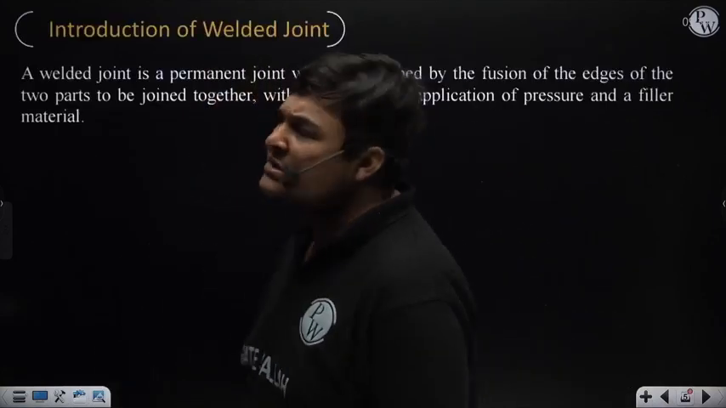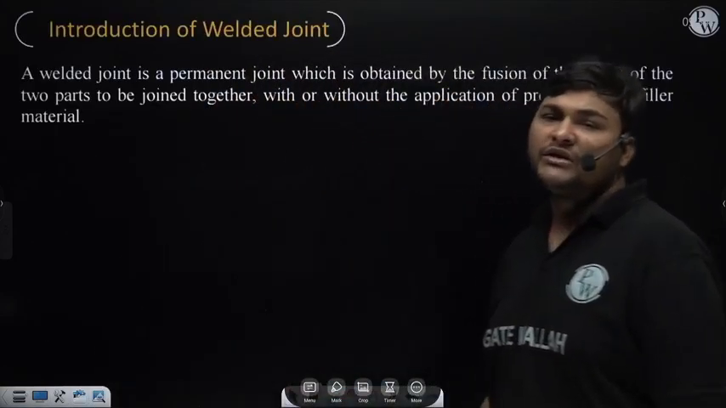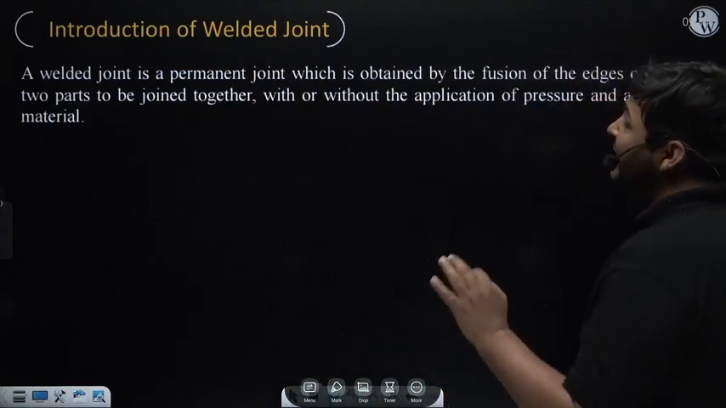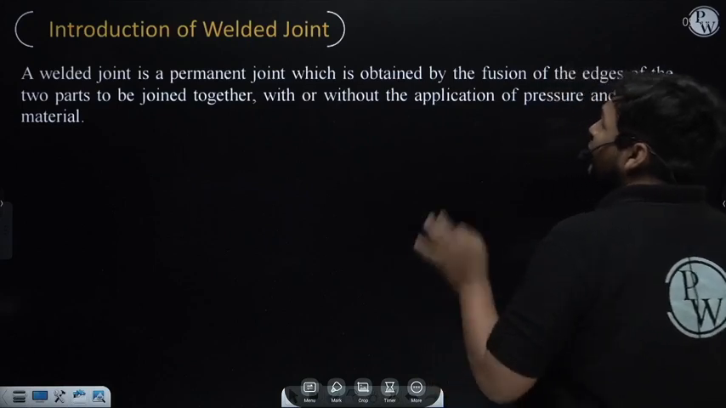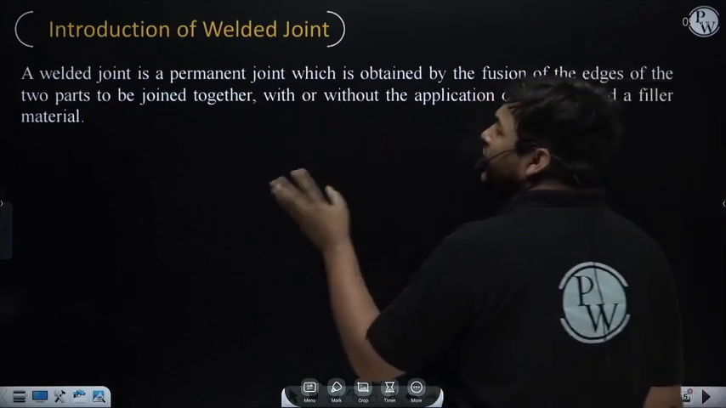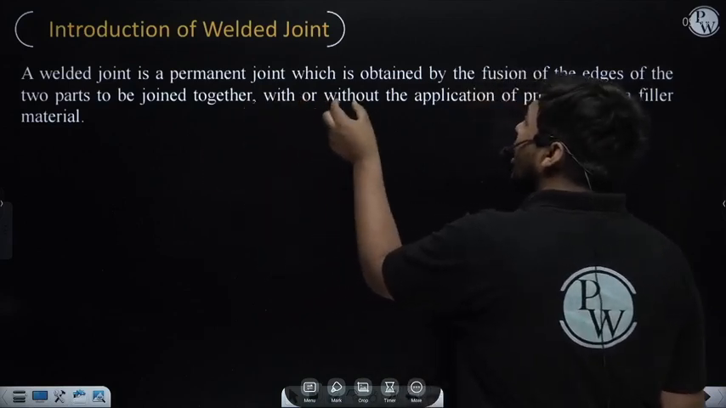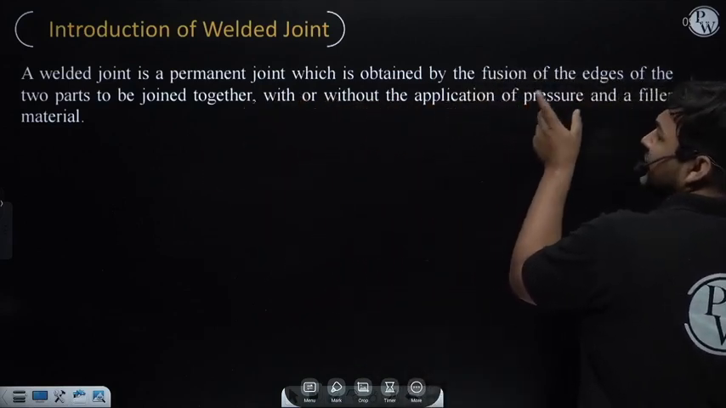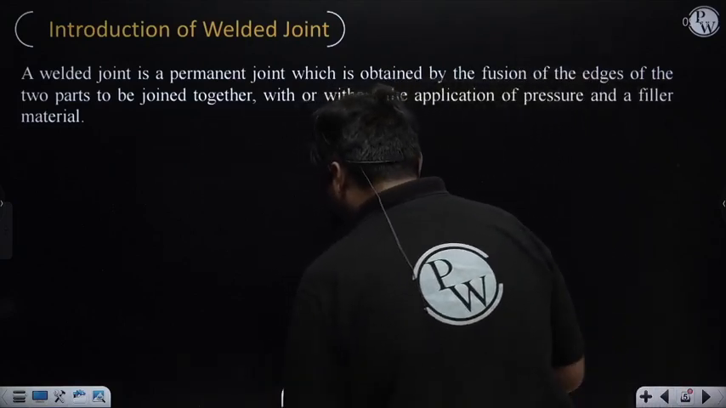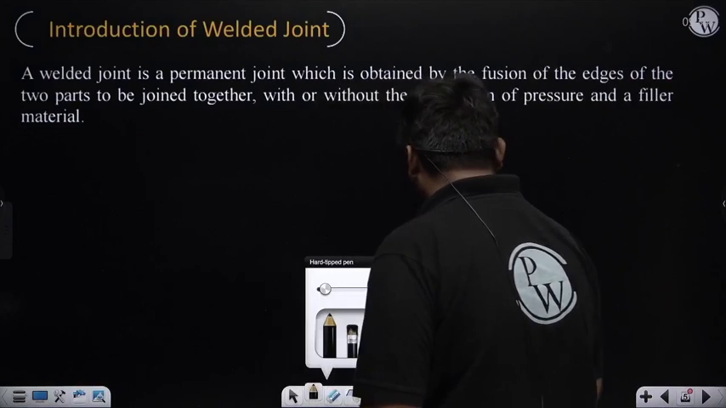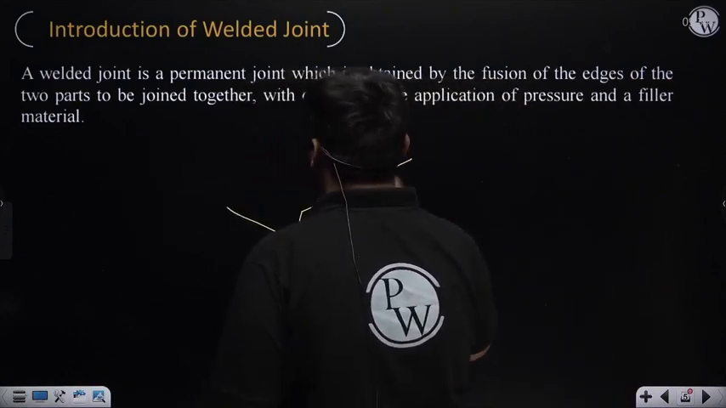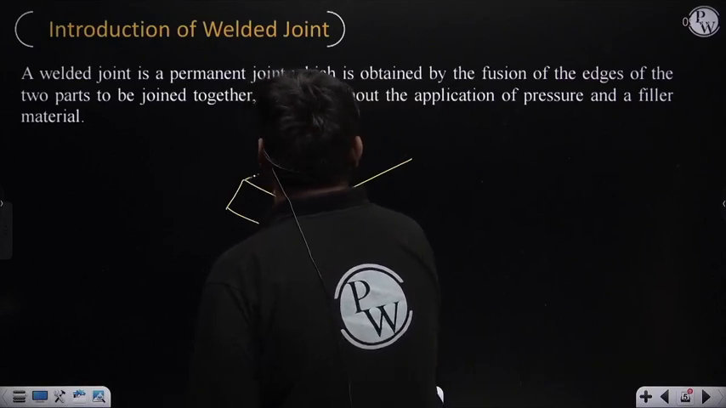Here we will only discuss the definition of welded joint, which all of you already know. What is a welded joint? A welded joint is a permanent joint which is obtained by the fusion of the edges of the two parts to be joined together, with or without the application of pressure and a filler material. Here I am not explaining how to do welding, because you will study this in the manufacturing engineering or production engineering subject.